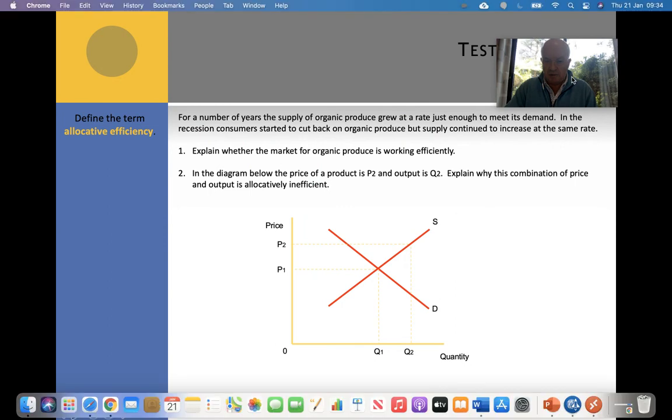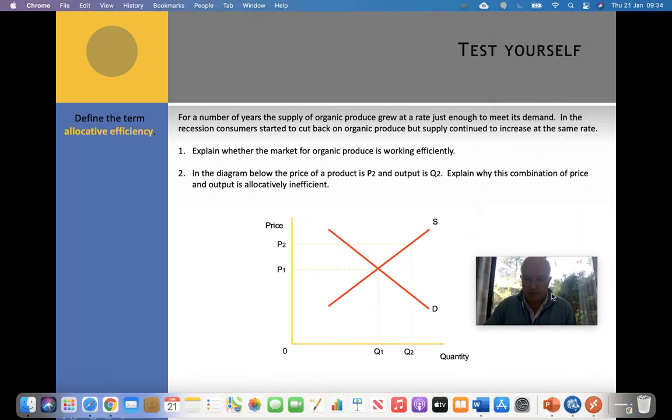Okay, so another little test for you. Scenario here talking about the supply of organic produce, and then explain whether you believe that the market is working most efficiently, and also try to describe this principle of allocative efficiency given the information we've just gone through on the previous slides. So I'll leave you to give that some thought and get your head around that, and obviously if we need to, we'll talk about that more when we get to a tutorial session later on in the week.